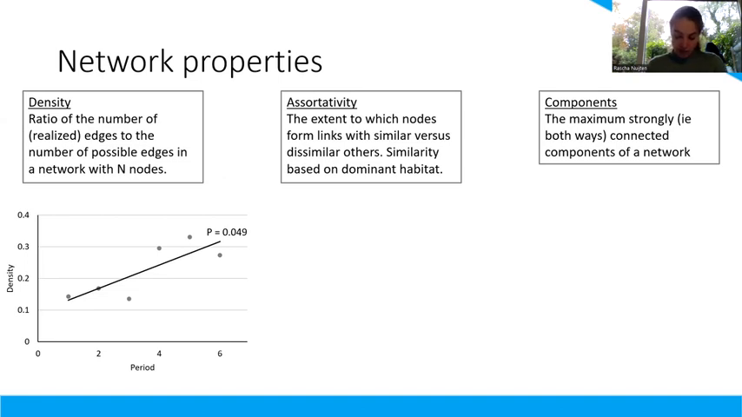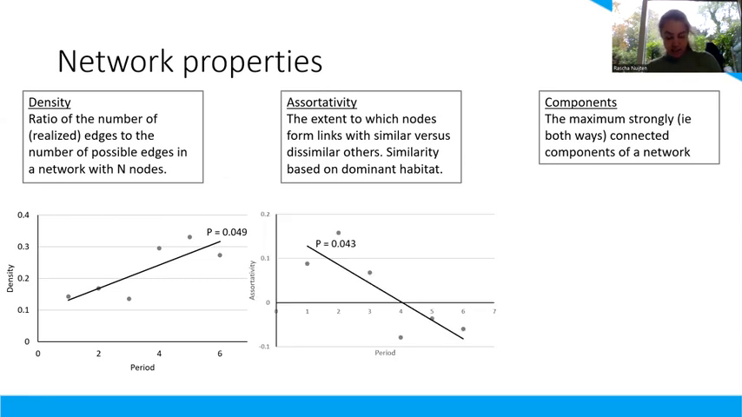Negative assortativity means that more often nodes with different habitat types are connected. The trend towards negative assortativity is significant for the swans in our study period.